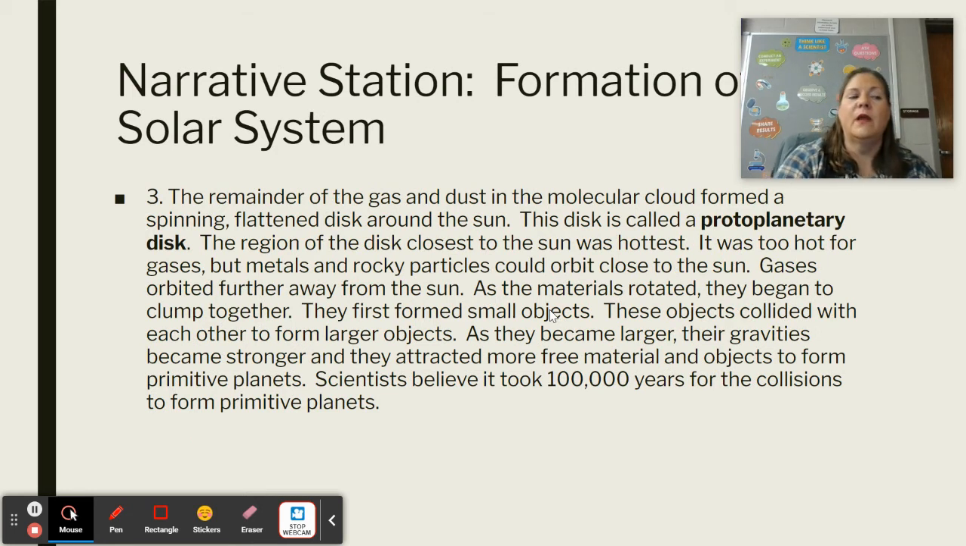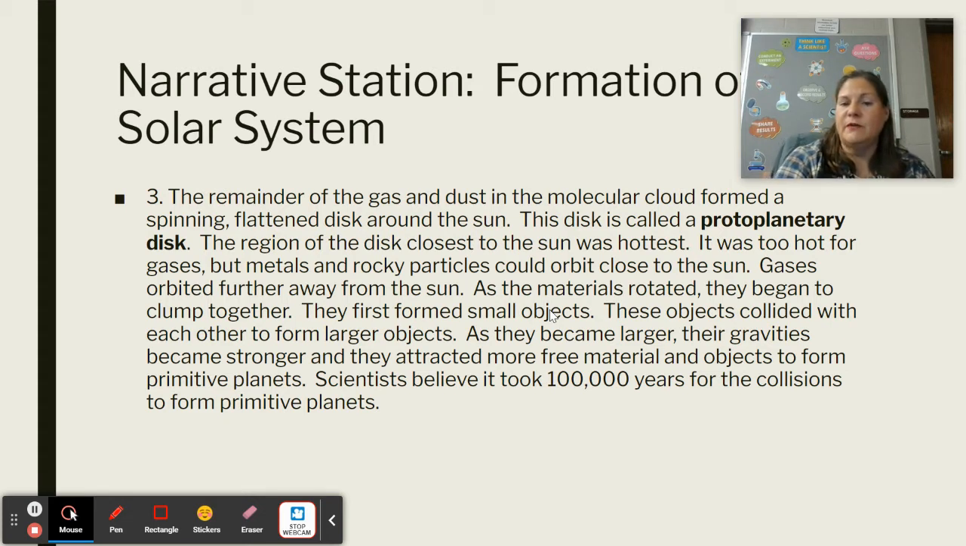Number 3, the remainder of the gas and dust in the molecular cloud formed a spinning, flattened disk around the sun. The disk is called a protoplanetary disk. The region of the disk closest to the sun was hottest. It was too hot for gases, but metals and rocky particles could orbit close to the sun. Gases orbited farther away from the sun.